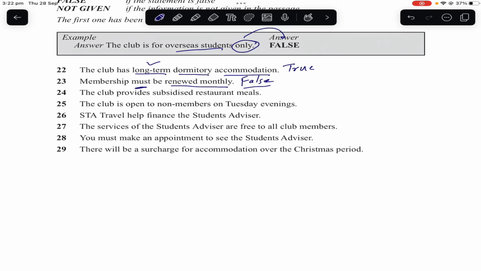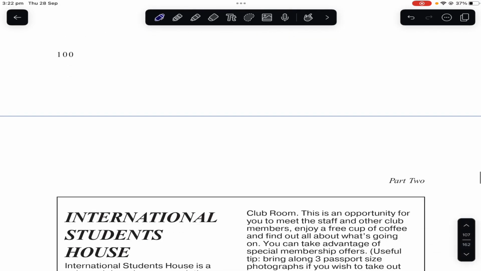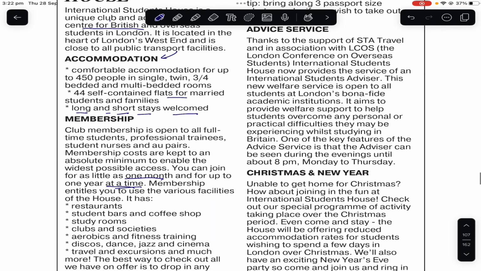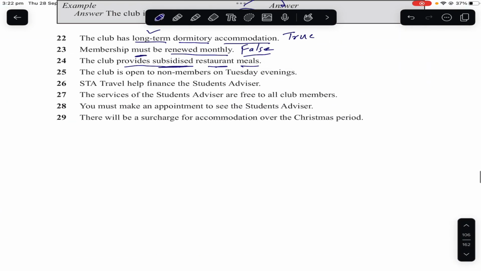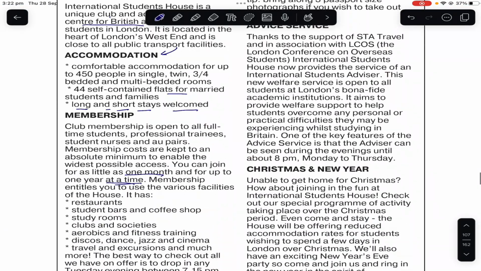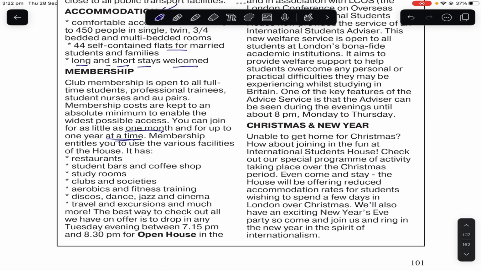Next one. The club provides subsidized restaurant meals. Let's have a look. The best part is the answers are going to be in sequence. So that's all good. So I'll just need to read out after that. So my statement was it provides subsidized restaurant meals. Let's have a look if they say anything about the restaurant meals. Membership entitles you to use the following facilities. It has restaurants, okay? Student bars, study rooms, clubs, aerobics, discos.